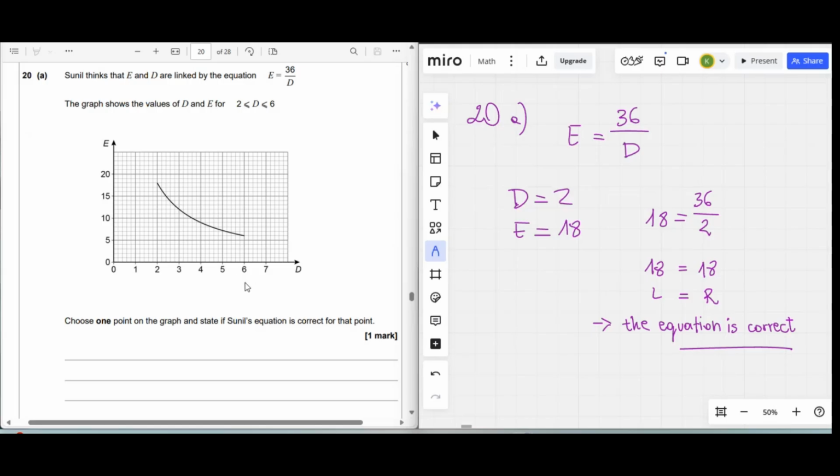And that's it. Or we can say true next to that equation. If it wasn't true, if we had different values, then the equation wouldn't be correct.